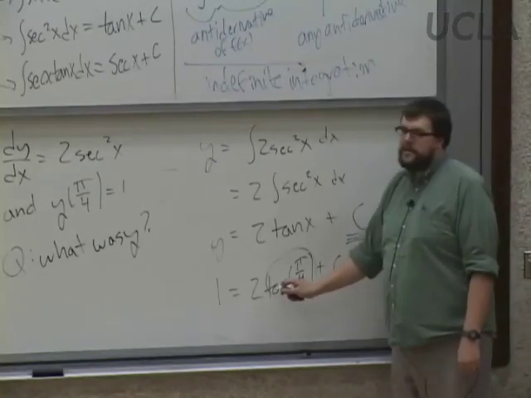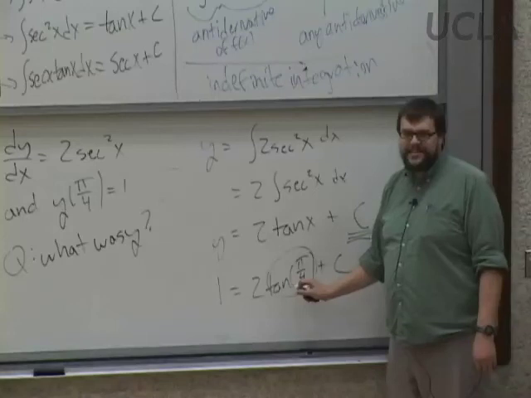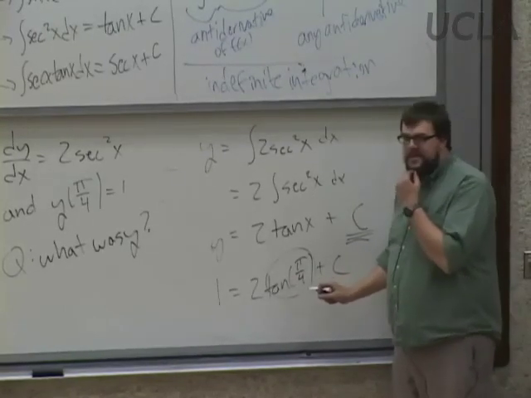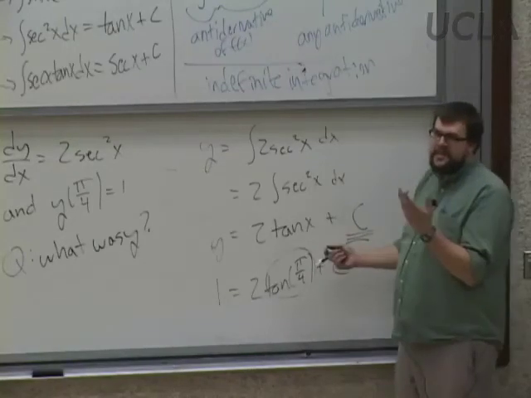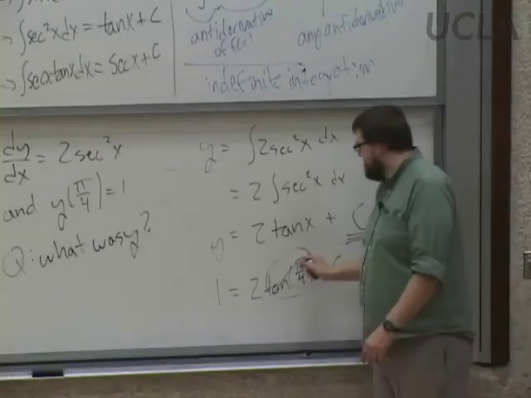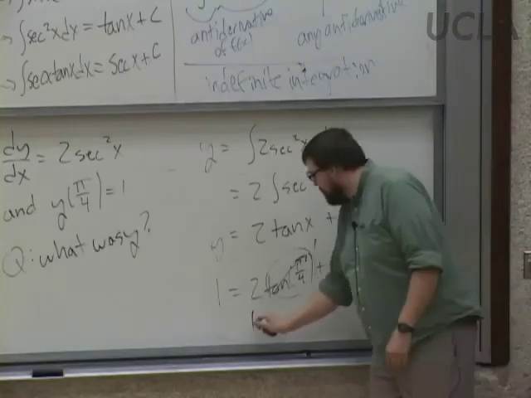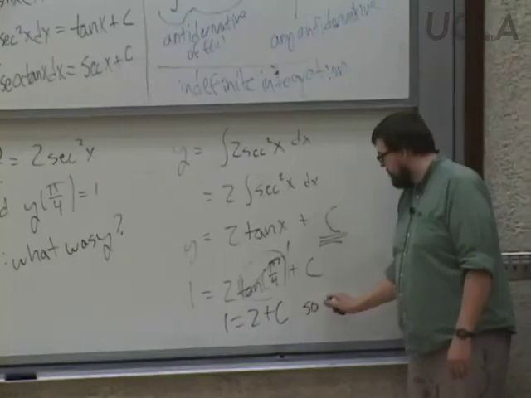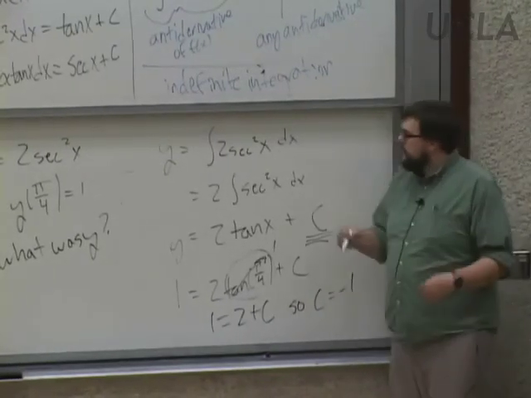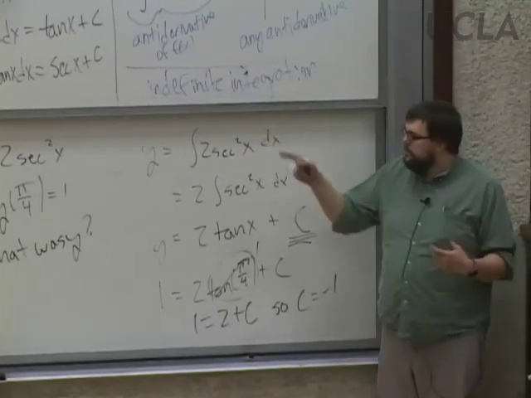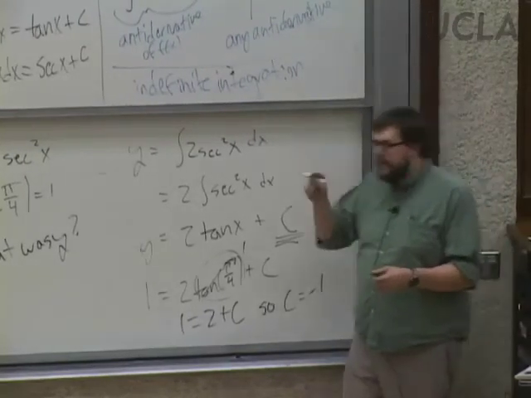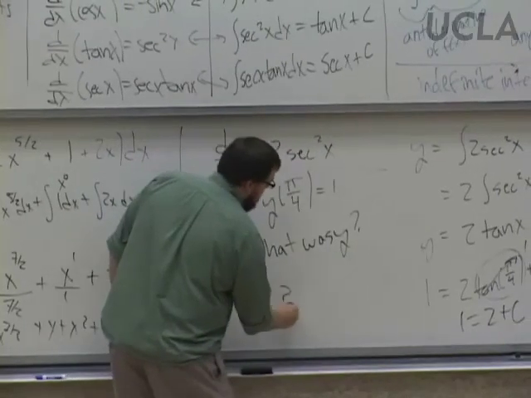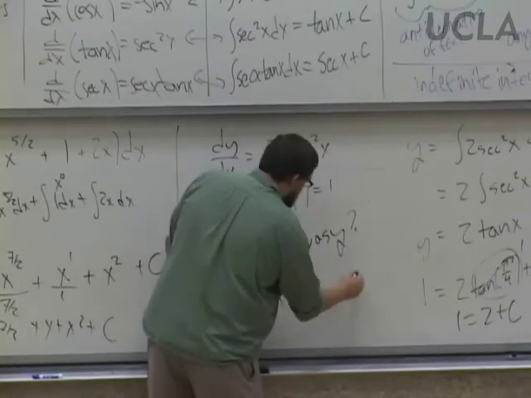It's 1. By the way, this is very useful to know that tangent of pi fourth equals 1. At some point in the near future, it might come in handy. I'm not saying anything. I'm just saying it's good to know. So this says 1 is 2 plus c. So what does c need to be? So c has to be negative 1. So I know it's some antiderivative. By knowing the initial values, I can say, aha, I know exactly which one it is that you're looking for. You're looking for y equals 2 tangent x minus 1.